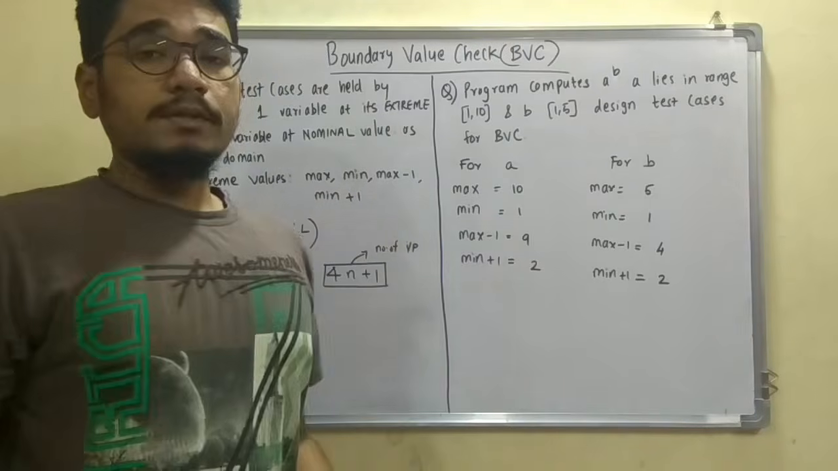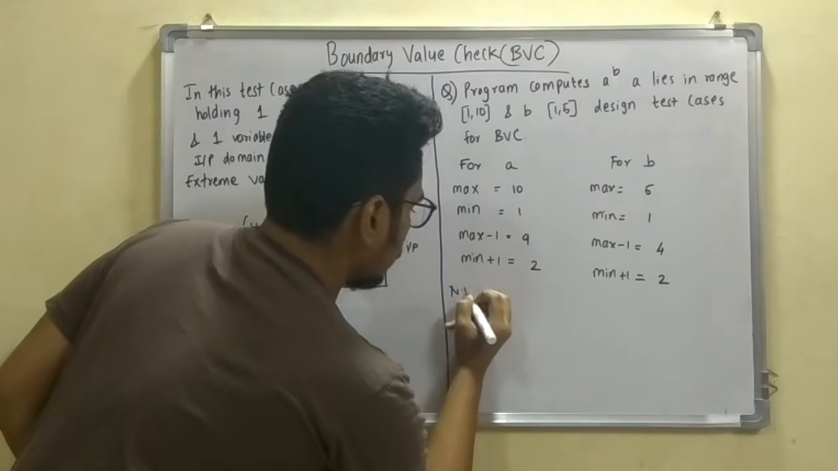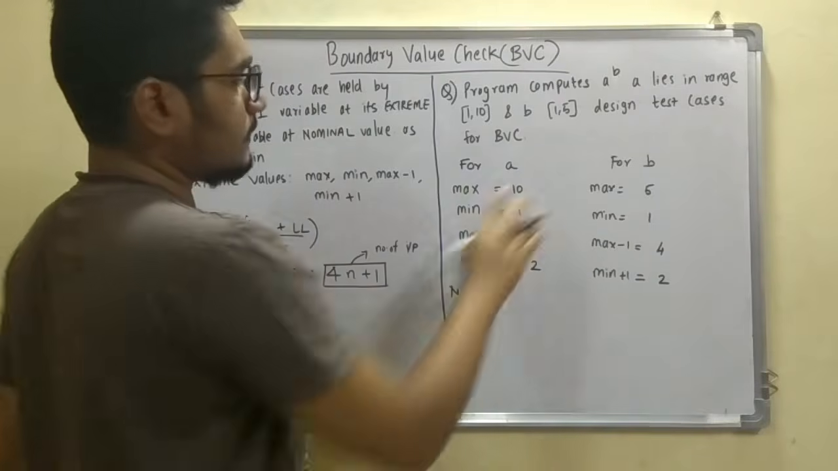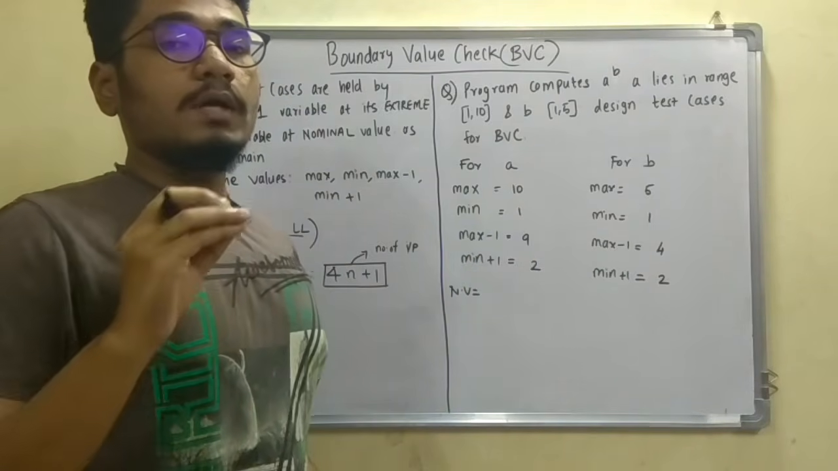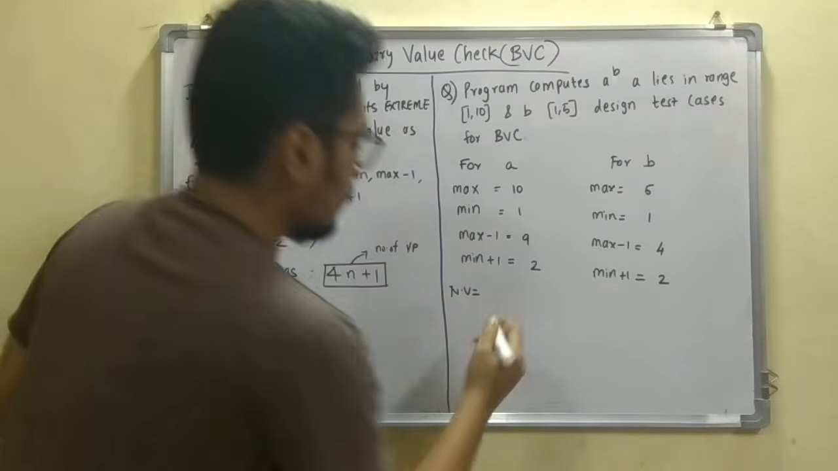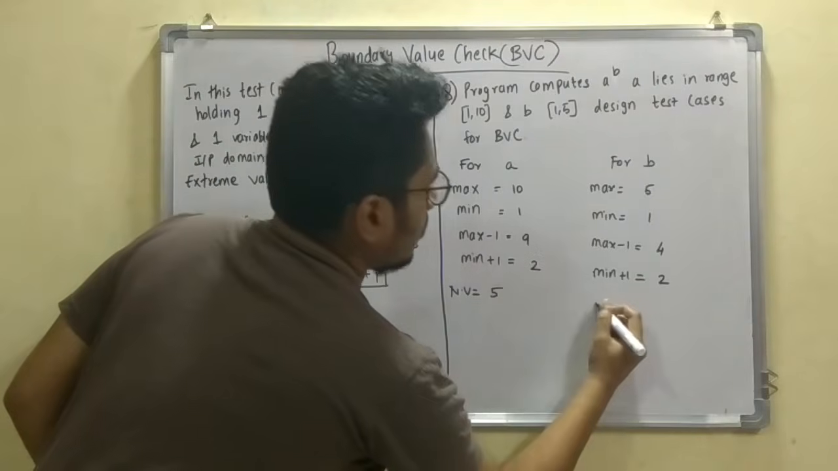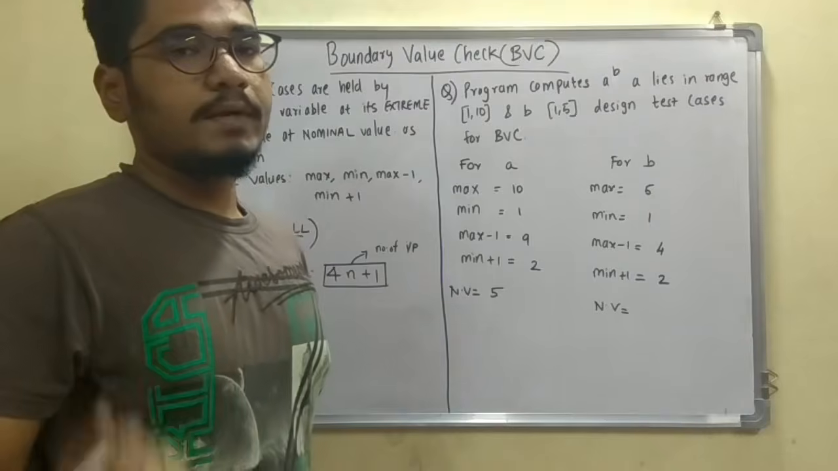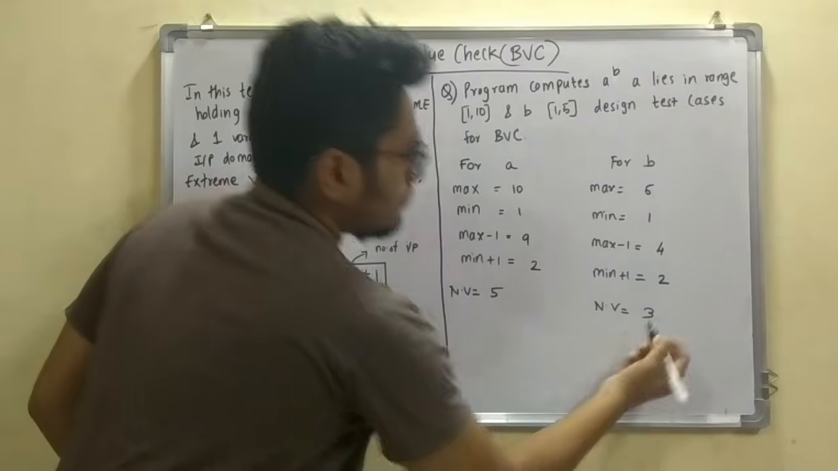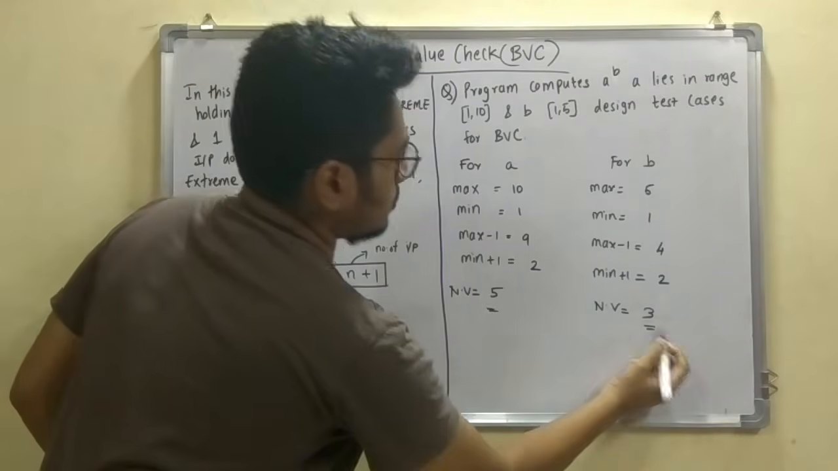And now we will calculate the nominal value for each of these. The nominal value is 10 plus 1, that is 11, divided by 2 is 5.5. So we round it off and consider only 5. And here we have 5 plus 1, 6, and 6 divided by 2 is 3. So the nominal value is 3 in this case.